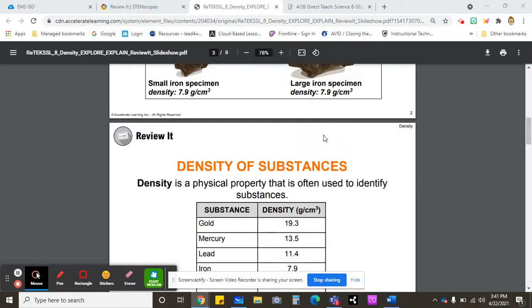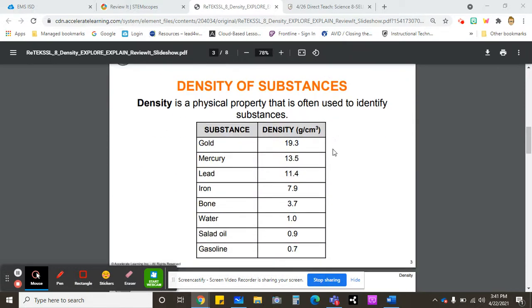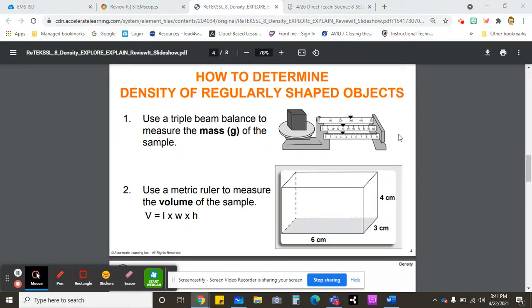So you're going to often be given a data table that has the known densities of a bunch of different substances. And you're going to be asked to determine the density. To figure out the density, you need the mass. Usually we do that with an electric scale or a triple beam balance like the one shown.